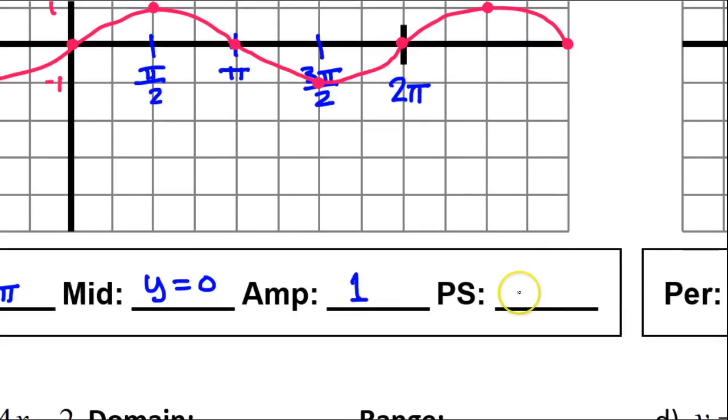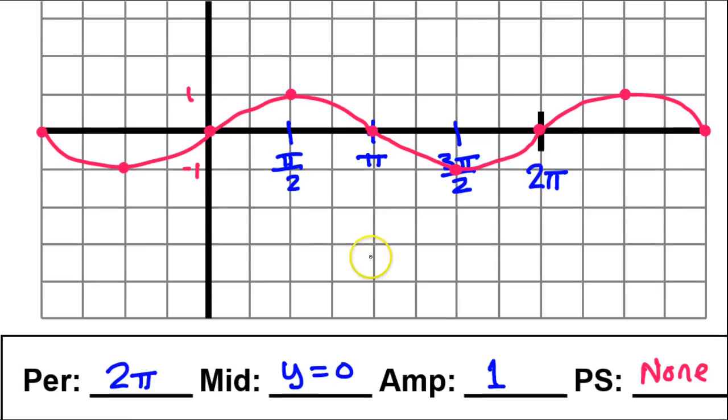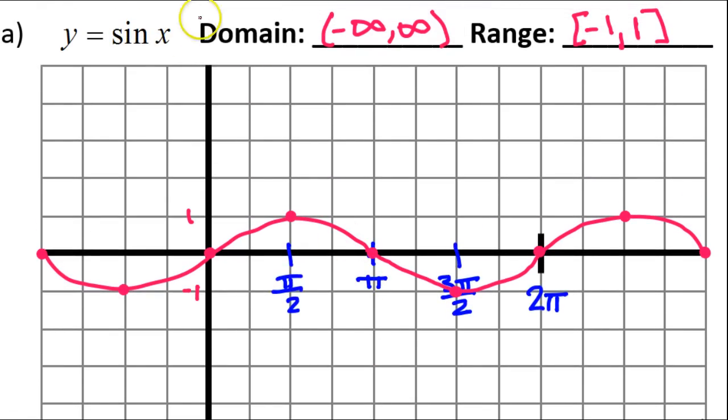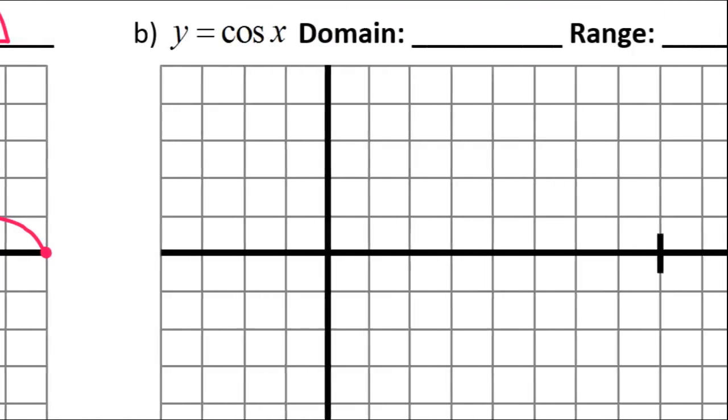Okay, there was no phase shift on this. Alright, and we'll see what a phase shift looks like later, but in a nutshell, something would be added on, or subtracted. There'd be something like this. Anyway, that's it for A. Let's go on to take a look at B.